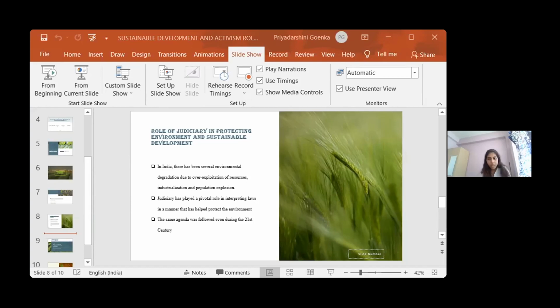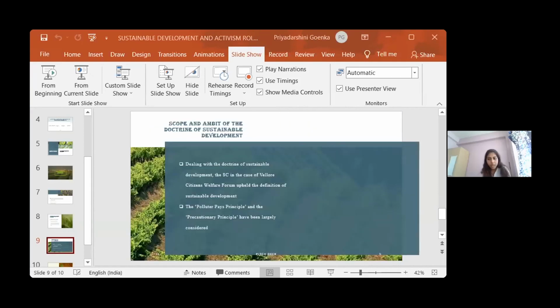At the same time, the judiciary plays a pivotal role in interpreting the laws in a manner that not only helps in protecting the environment, but also promotes sustainable development. The judiciary has created a new concept of environmental protection that has played a very important role in development while deciding further cases. In the Citizen Welfare Forum case, the Supreme Court took note of a commission that was set up, headed by Mrs. Brundtland, the Prime Minister of Norway, whose detailed report, usually referred to as Our Common Future, is popularly recognized as the Brundtland report.